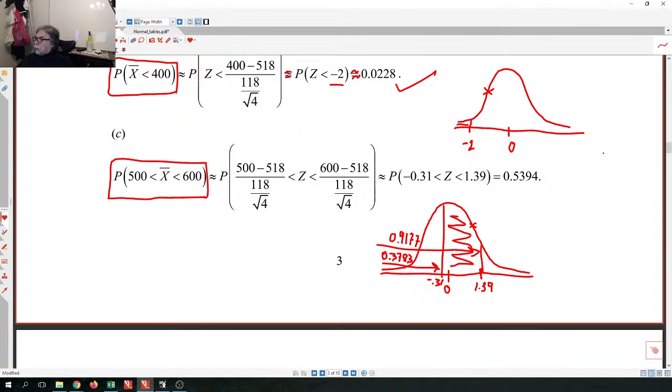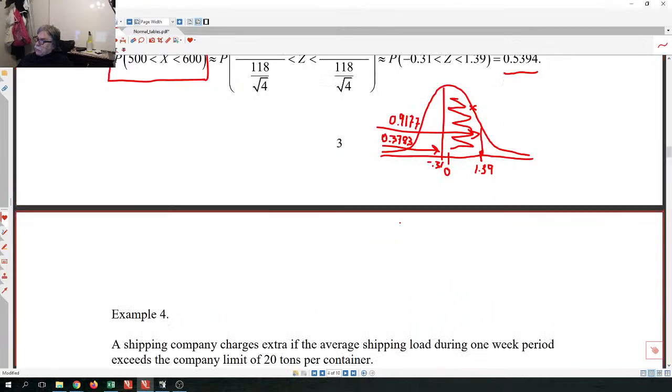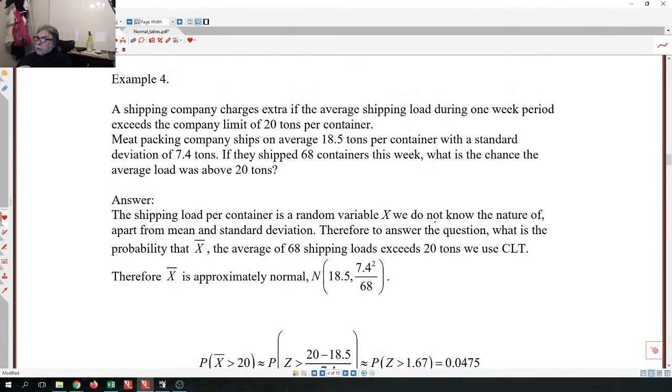Looks good. Now, if you subtract these two numbers, you end up with 0.5394, which is approximately 54%. It's not really that difficult to subtract these two. So the chance of that happening is approximately 54%. Okay. Another example.